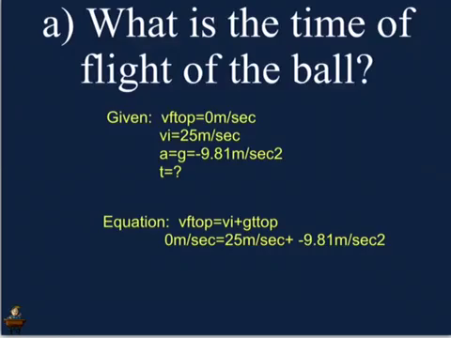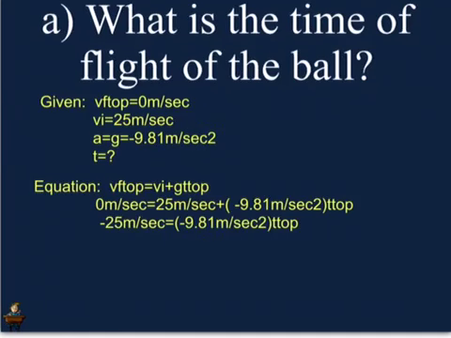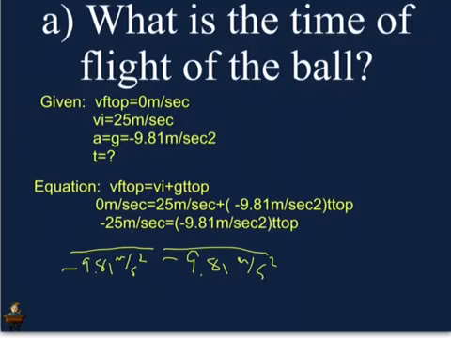So when I substitute that in, I have 0 meters per second equals 25 meters per second plus a negative 9.81 meters per second squared times t top. So I subtract the 25 meters per second from both sides, so I get negative 25 meters per second equals negative 9.81 meters per second squared times t top. Now to solve for t top, I divide both sides by negative 9.81 meters per second squared. When I do that, the 9.81s cancel out on that side, so I'm left with t top is equal to 2.55 seconds.